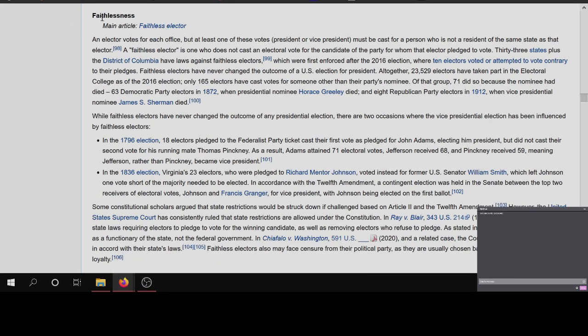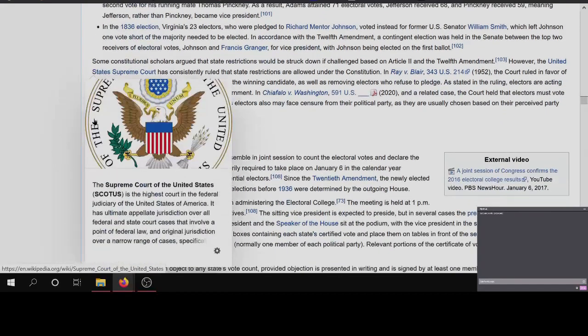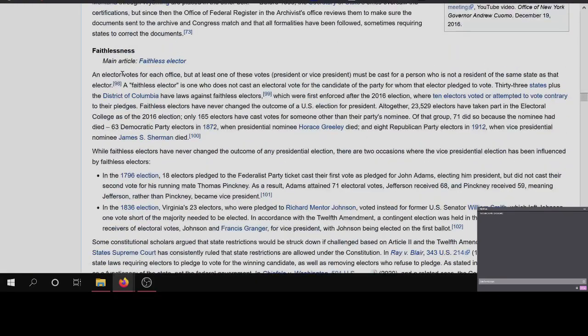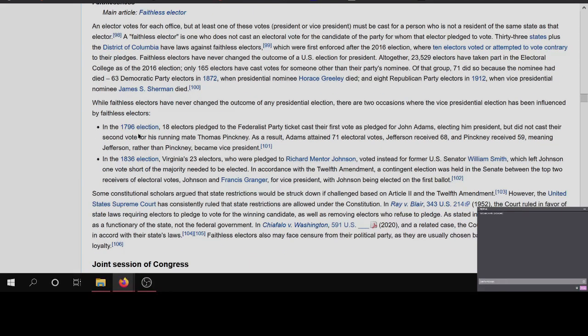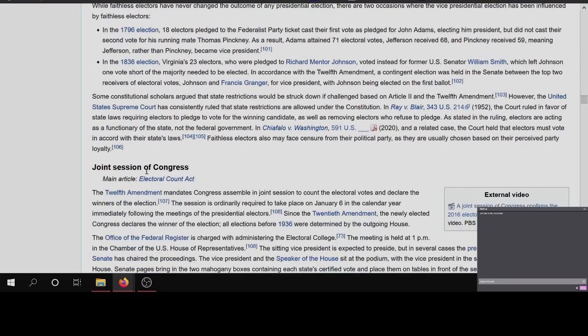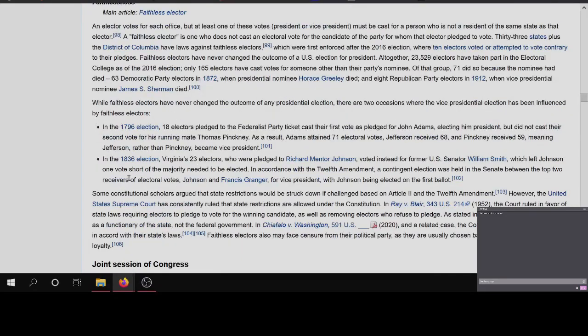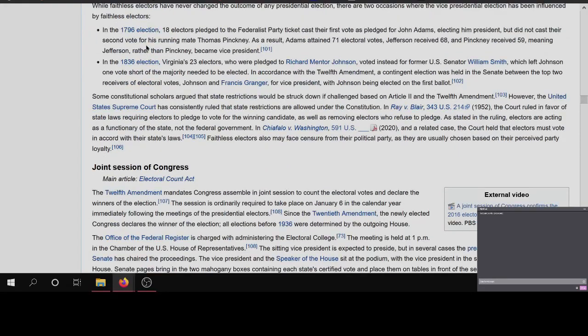Then you have the faithlessness. It talks a bit about it. While faithless electors have never changed the outcome of any presidential election, there are two occasions where the presidential election has been influenced by faithless electors. It talks about the one in 1796 and 1836. Alrighty, so a four-decade gap.